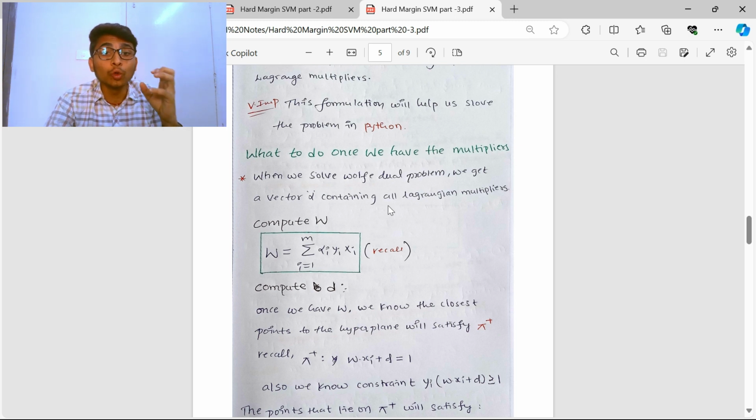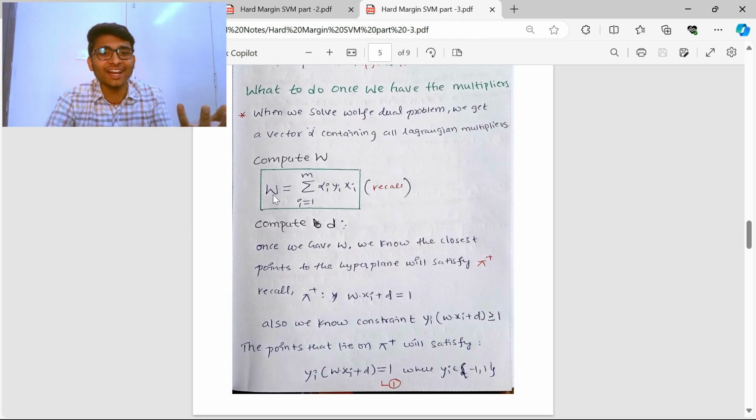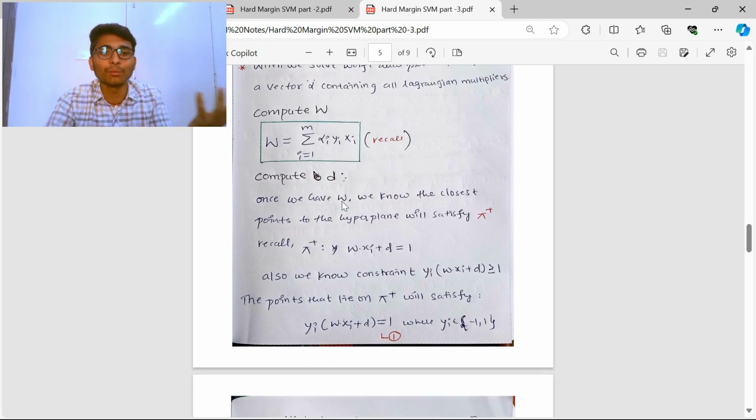Now, what to do once we have the Lagrange multipliers? Let us suppose we have them. Then we can easily compute the W, right? Because we want W. Yi is nothing but the labels of the given data, and xi is nothing but the data itself, and this you can compute, right?